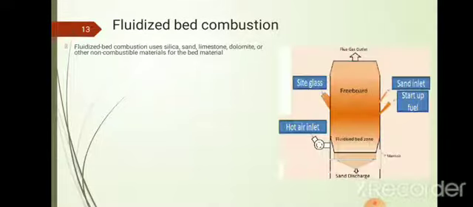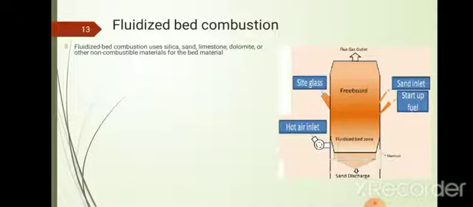Then we have the most important one, combustion system, that is fluidized bed combustion. Up to this we have discussed only fixed bed combustion, where the bed is fixed, no movement of bed is there. But in fluidized bed, what is the difference? Our bed itself is moving and it is in fluidized state. In fluidized combustion, the bed is normally made up of material like sand, silica, limestone, dolomite, etc. These are non-combustible materials.